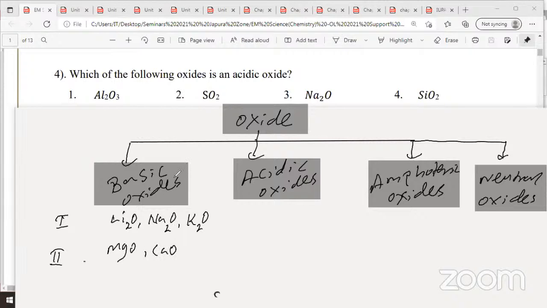These are called basic oxides. I took the elements from your periodic table, but there are many other basic oxides if you go for the long form of the periodic table. Then what are acidic oxides?